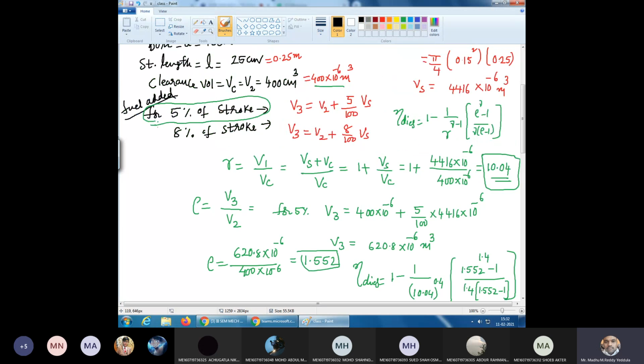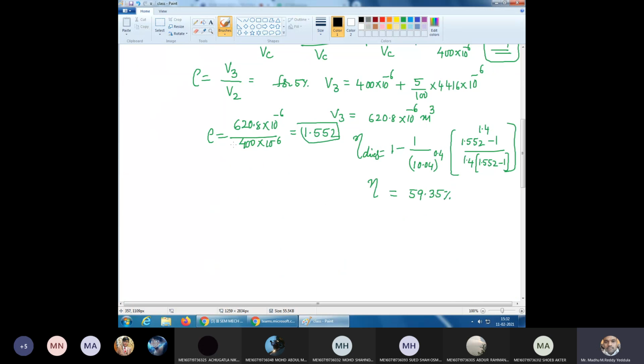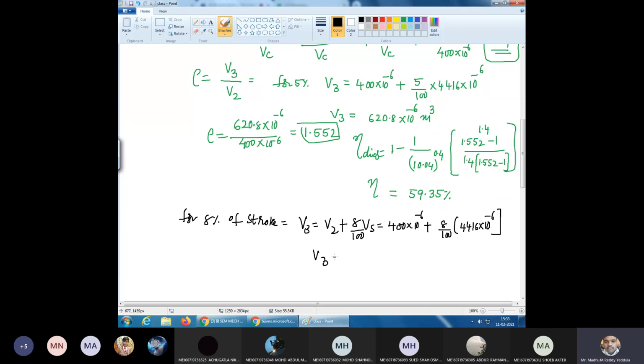Now what is asked in the second case? If the cutoff is 8% of the stroke, for 8% of stroke, V3 is equal to V2 plus 8 by 100 into Vs. So V2, we have 400 into 10 power minus 6 plus 8 by 100 into Vs value, which is 4416 into 10 power minus 6. So therefore, if you calculate, you will get V3 as 753.28 into 10 power minus 6 meter cube.